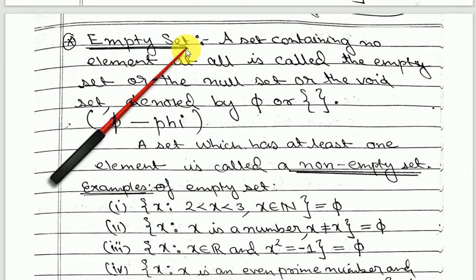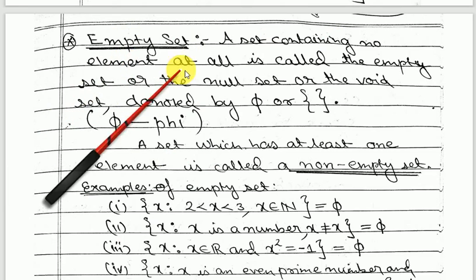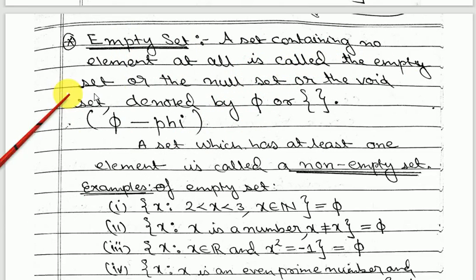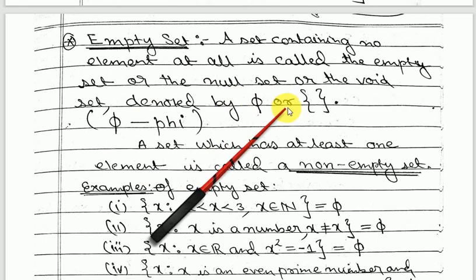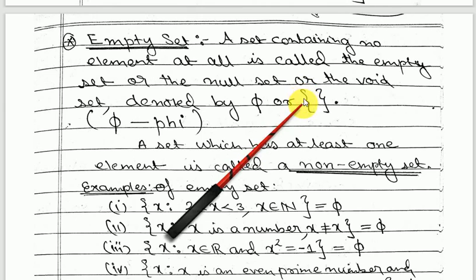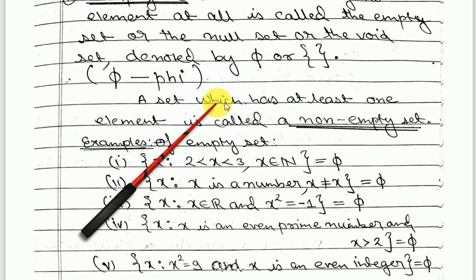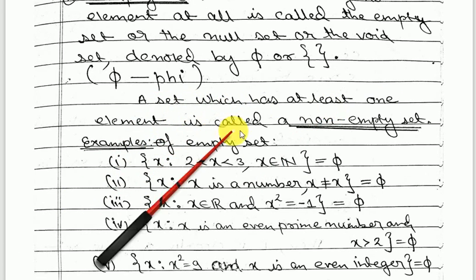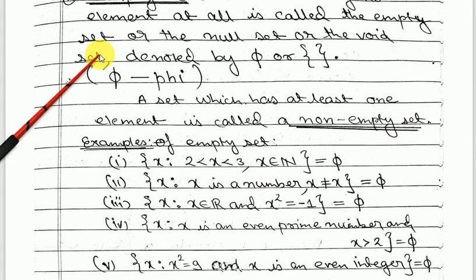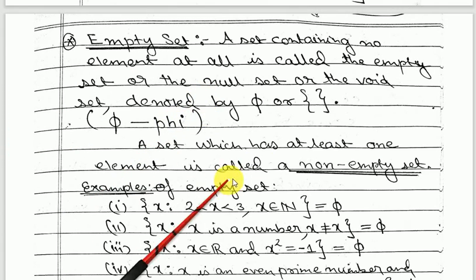Next is the empty set. A set containing no element at all is called the empty set, or the null set, or the void set, denoted by phi. It has an O with a vertical line through it. So this is called phi, or simply curly brackets with no element inside. A set which has at least one element is called a non-empty set. So an empty set has no elements, and a non-empty set has at least one element.